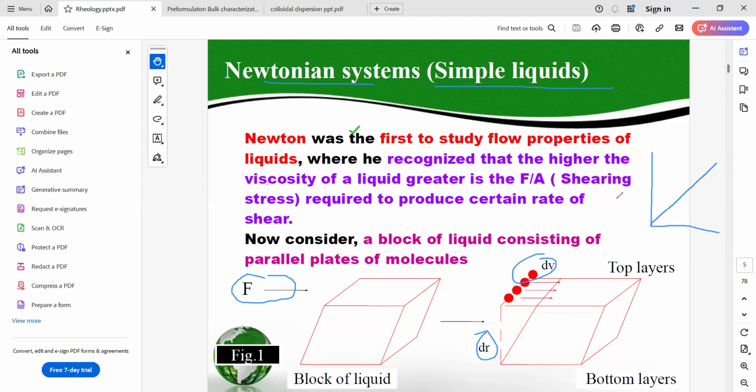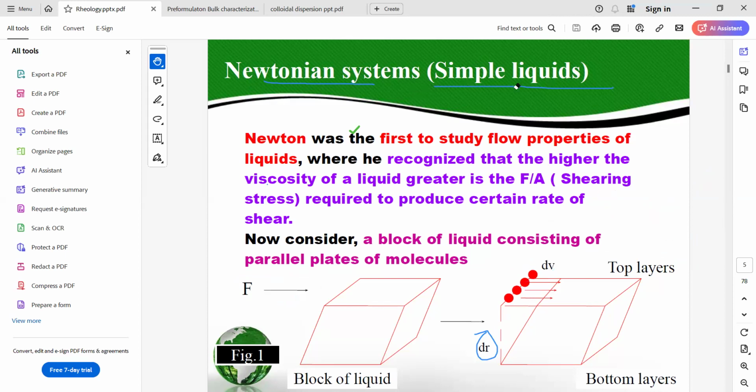In a Newtonian system, you will see a graph like this, right? A straight line graph between the shearing stress, that is F, which I have written here, and the rate of shear, which is dV by dr. So rate of shear and shearing stress are directly proportional. Remember these graphs also. They also ask graph-based MCQs. They simply give you a graph and tell you to identify which kind of system this is, whether it's Newtonian, non-Newtonian, plastic, pseudoplastic, or dilatant.